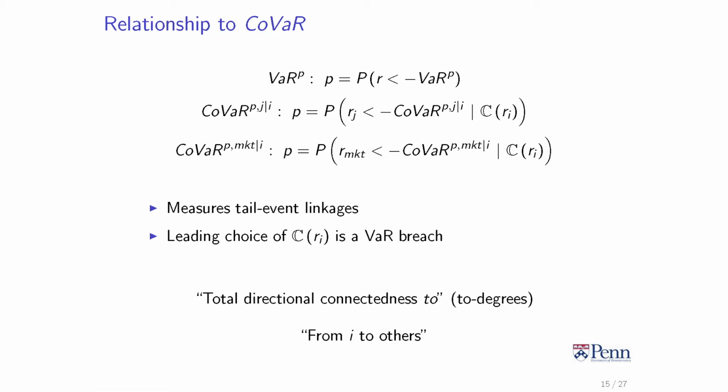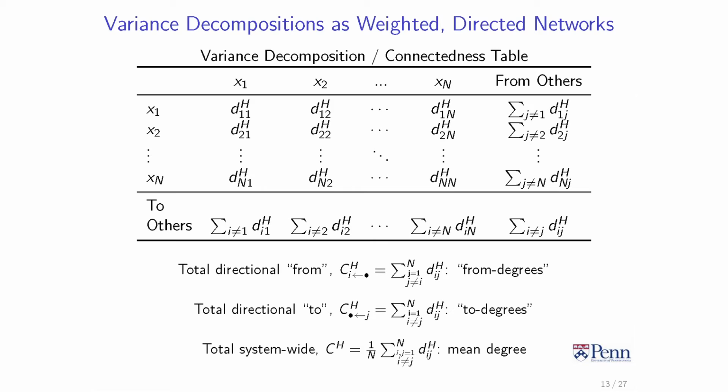So interestingly, not only does this little table link up to different aspects of network topology and its measurement, but the different aggregations, not pairwise, but the total directional of each type, map into the two leading frameworks for thinking about systemic risk.